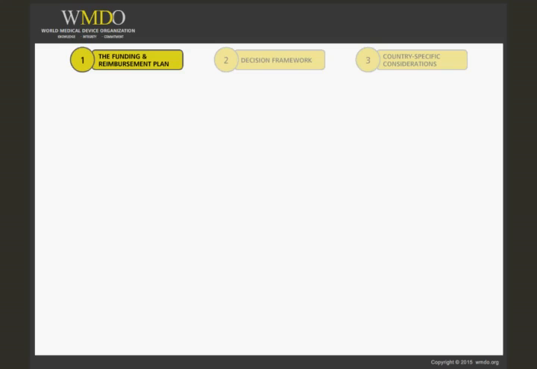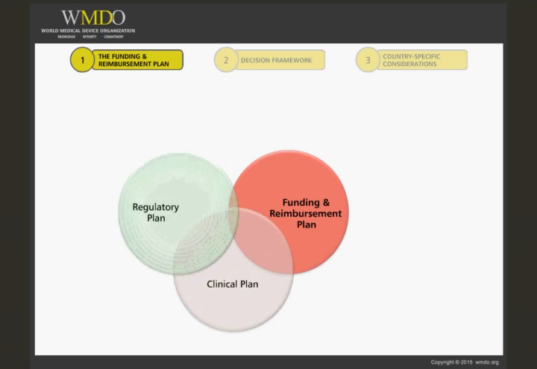When considering market access and reimbursement for medical devices, it is important to consider how the reimbursement plan fits within the overall planning activities associated with the market introduction. These include the clinical plan, the regulatory plan, and of course the sales and marketing plan.